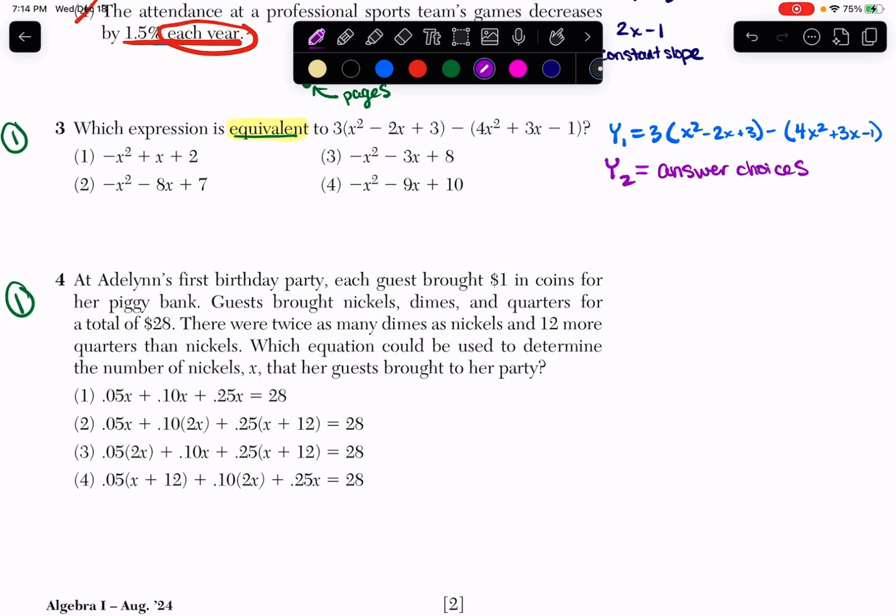But the correct answer is going to be, after you do the equivalent trick, number 4. So if you put negative x squared minus 9x plus 10 into y2, you will see in your table that these are equivalent because they have all of the same solutions everywhere in the table.